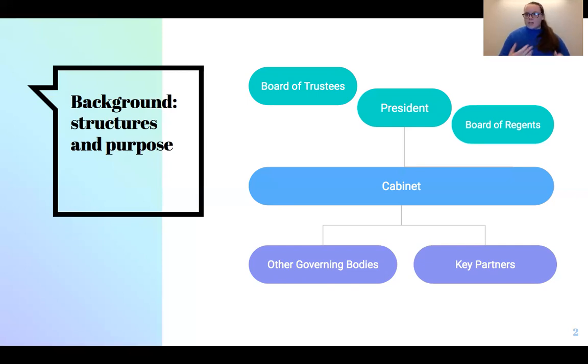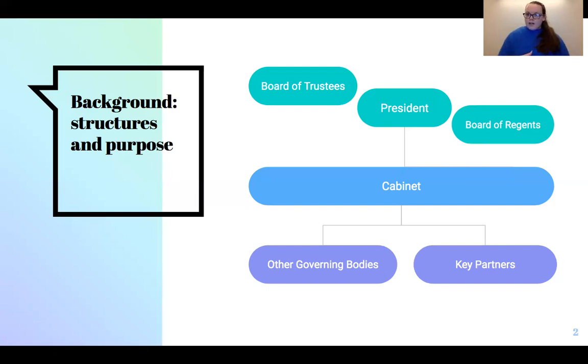So again, the cabinet is the next tier. Cabinet members are vice presidents. They generally have specific jobs over different categories of the university. So whoever it is that is in charge of academics, that might be the provost in a college. It might be some vice president title or assistant president in a high school.